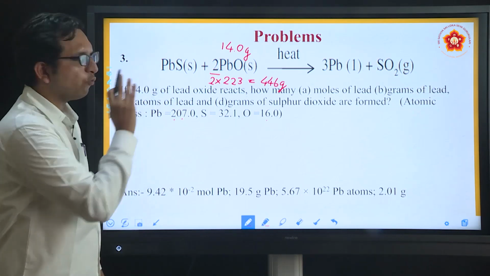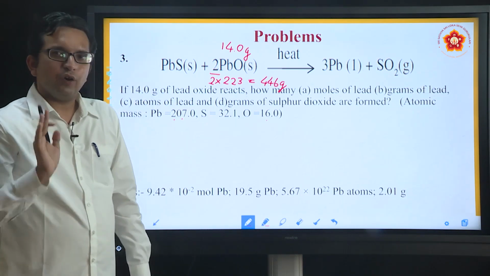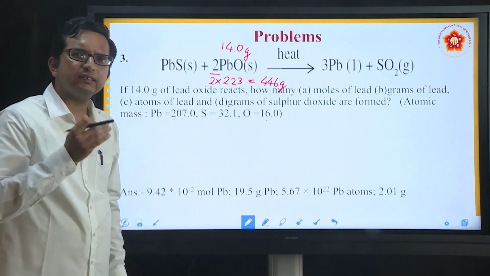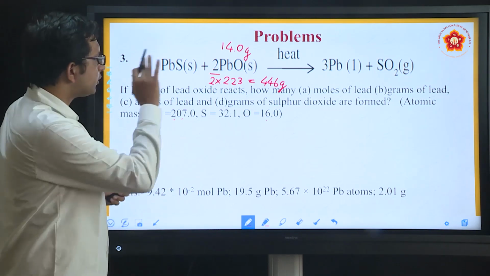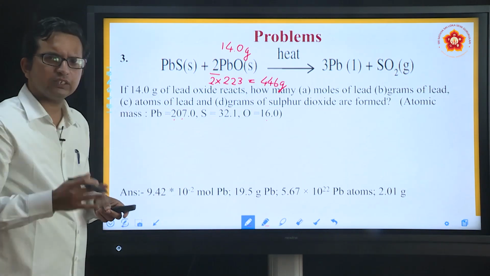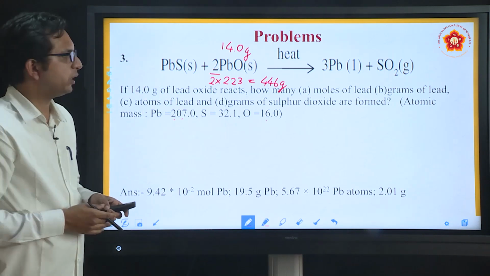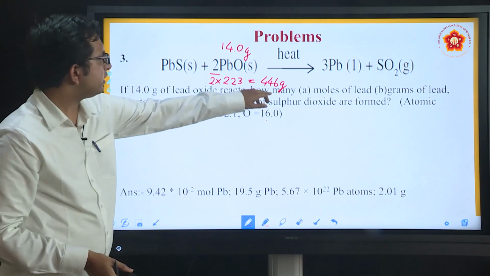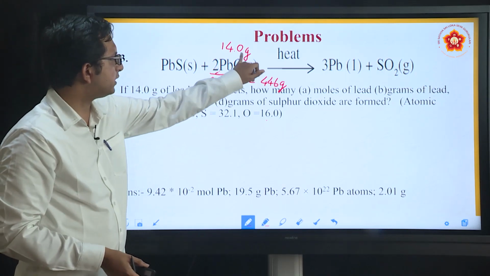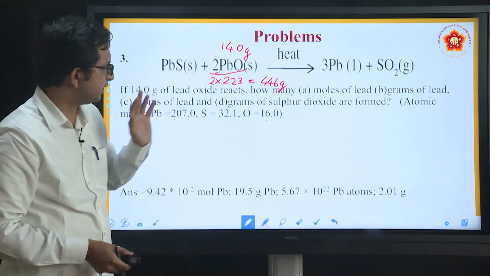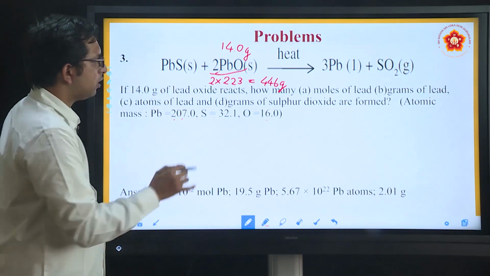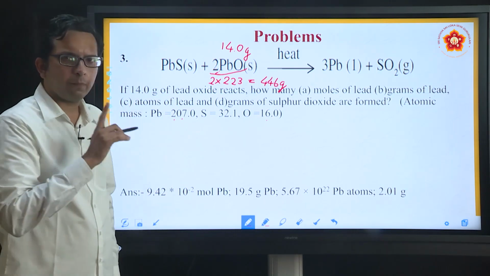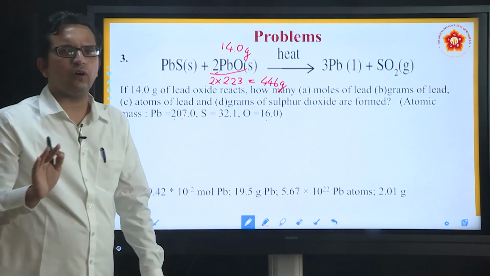I am only taking 14 grams in that case, which means that the number of moles will also be very less. So how do we go about this calculation? We can have various methods, but one of the methods which I will be dealing with here is that 446 grams of this entire component will be equivalent to 2 moles of PbO, which means that 1 mole of PbO will be nothing but half of that.